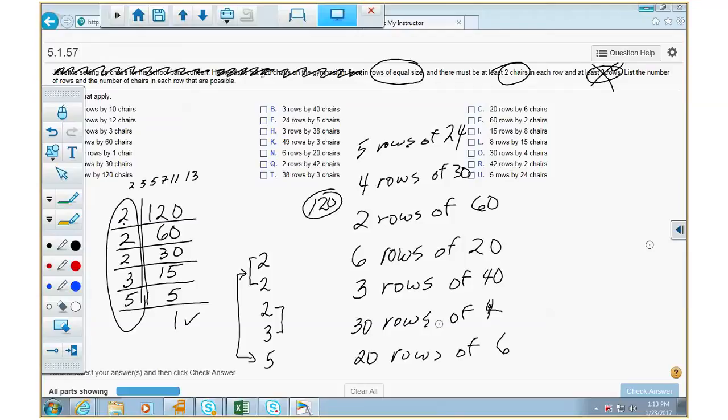5 rows of 24, 6 rows of 20, 8 rows of 15, 10 rows of 12, right? And then after 10 rows of 12, 12 rows of what? 10, 11, 12, yeah.